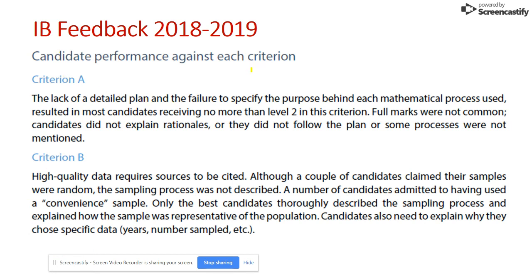There are a lot of things that we've been saying over and over, like detailed plan and specifying purpose. So for criterion A, you need to have a detailed plan. You need to specify the purpose behind each mathematical process. And notice full marks were not common. I made a comment various times that jumping from a 2 to a 3 is very difficult for this criterion. So you need to make sure you're paying attention to the project checklist for each criterion, going through and checking off, okay, do I have this? Do I have this? And again, making sure you read through this feedback specifically.